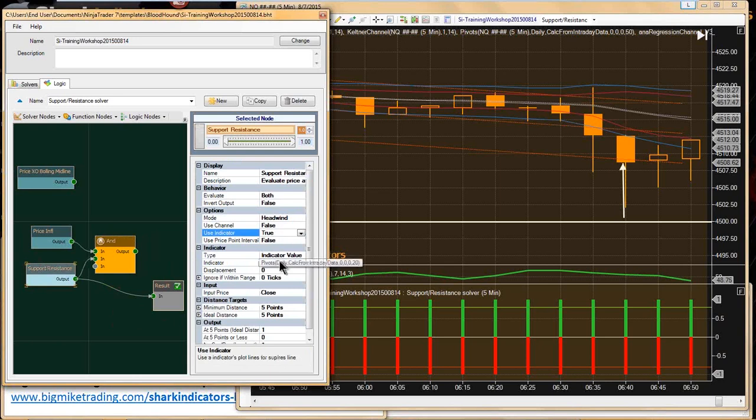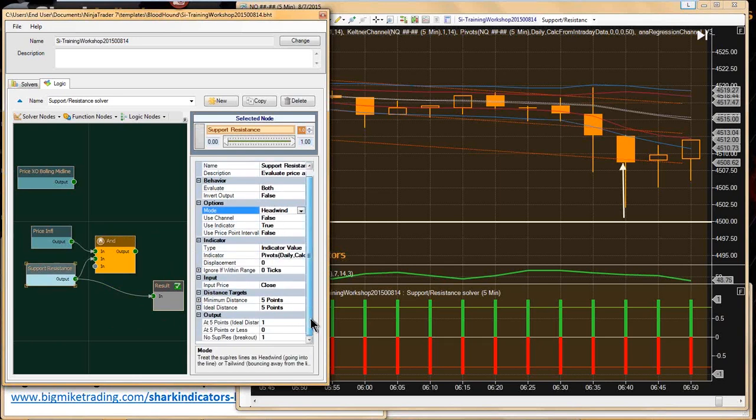I'm going to set this back up to use the pivots line headwind mode, and let's see, I'll knock the points down to 2 there. All right, I'll just leave this in that state.